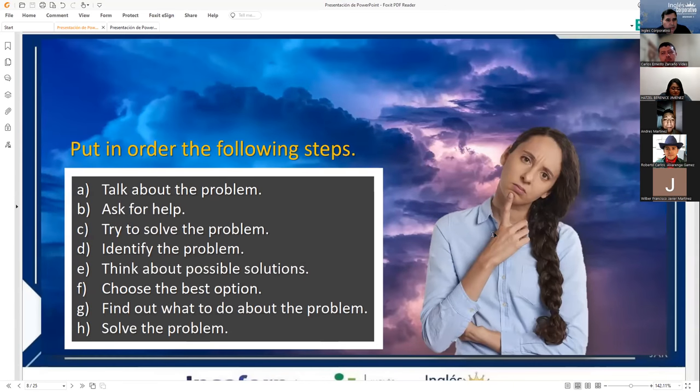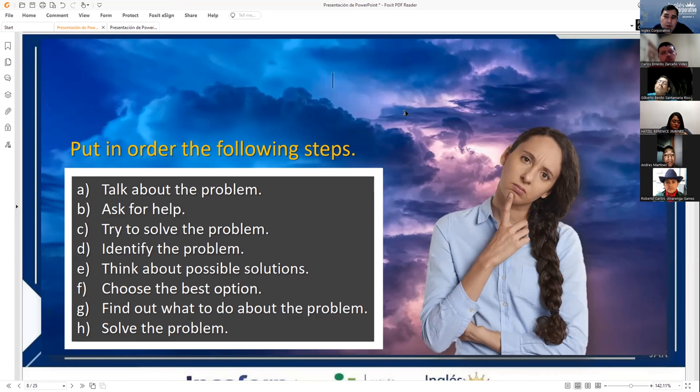Put in order the following steps. Okay, first, this is the general thing: how can we solve a problem? Number one, we cannot solve a problem that we don't believe exists. If we think that there is no problem, we cannot solve it. And some people say, don't label. Don't label means no etiquette, right?